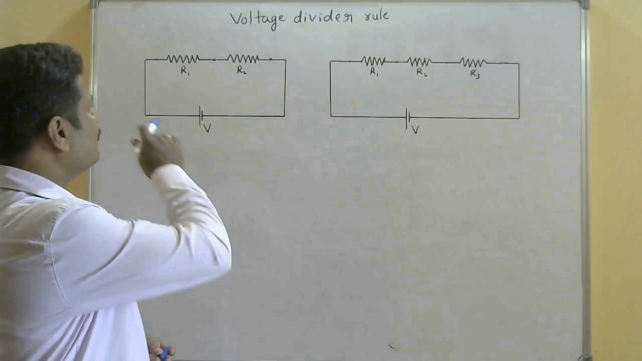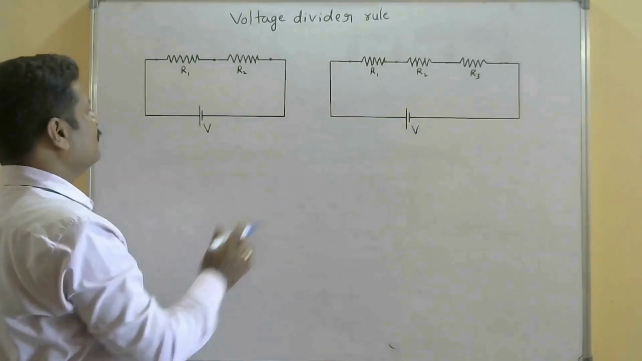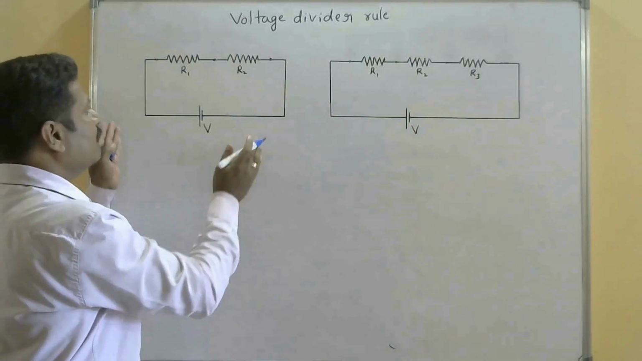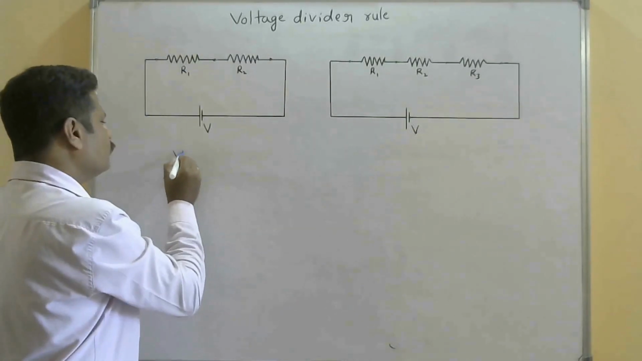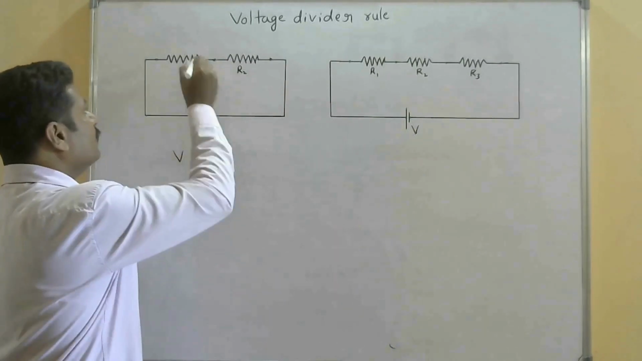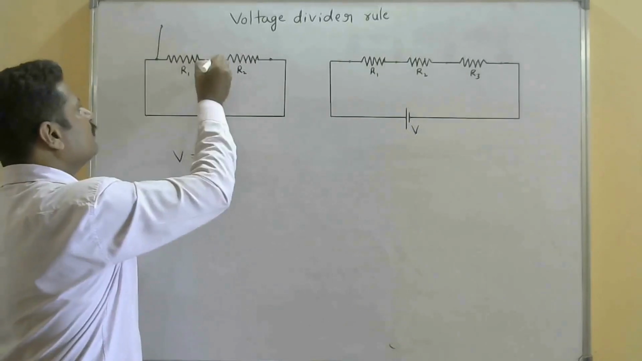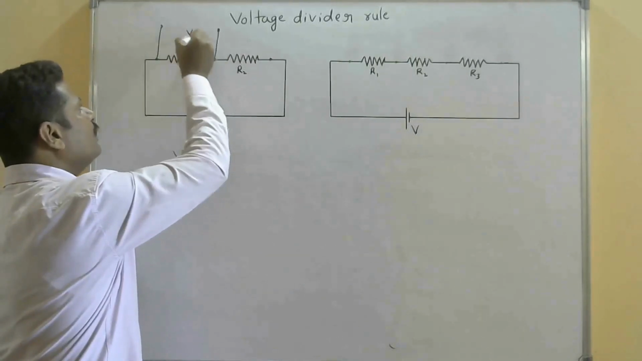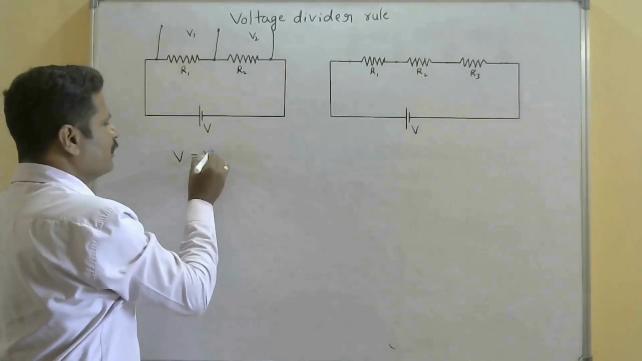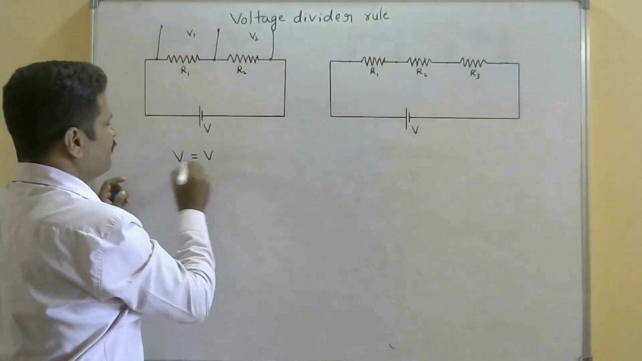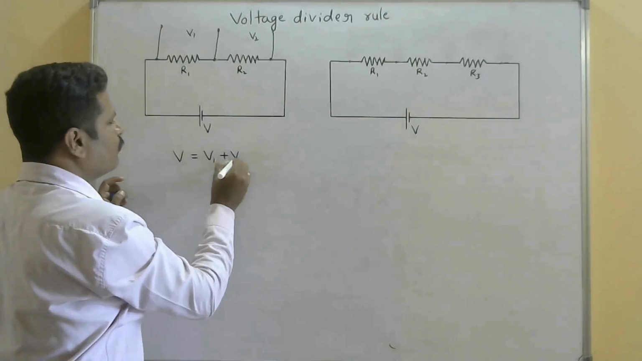Whenever resistors are connected in series like this, the total voltage applied divides across the resistors. That is, V, the total voltage applied, is equal to the voltage drops across them. Let me consider the voltage drop across R1 is V1 and across R2 is V2, and the total voltage divides across this combination, that is V equals V1 plus V2.